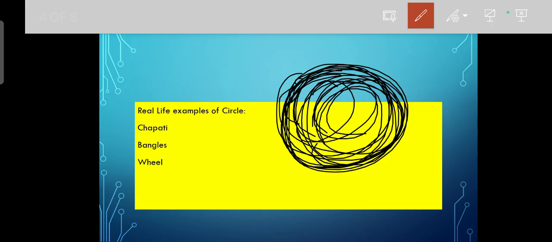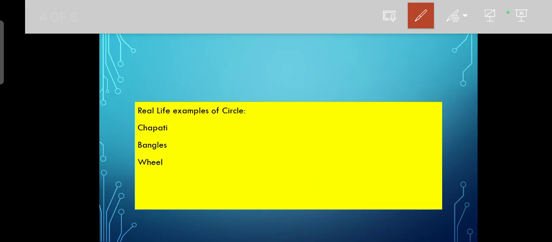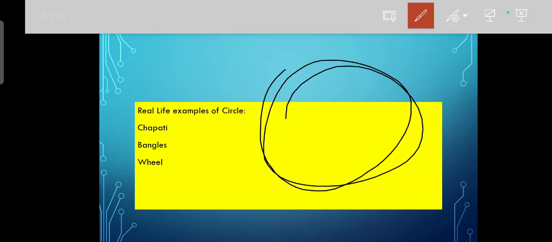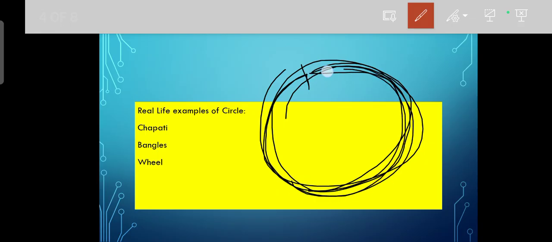Or we can say that if we want to find, suppose this is a bangle, the distance from this point to this point, the length of the boundary of the circle is known as the circumference of the circle.